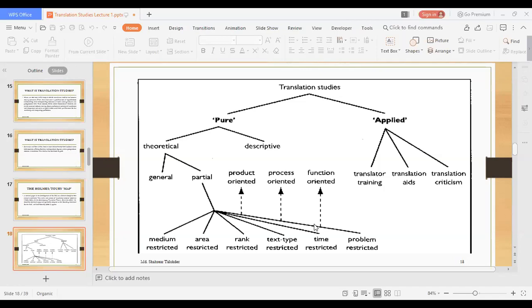Translation studies, pure applied. Yes, applied. You see, translator training. So applied translation studies in that particular subject. What in the applied translation? What do you have to study? How to be a translator? Okay, yes, that is translator training.